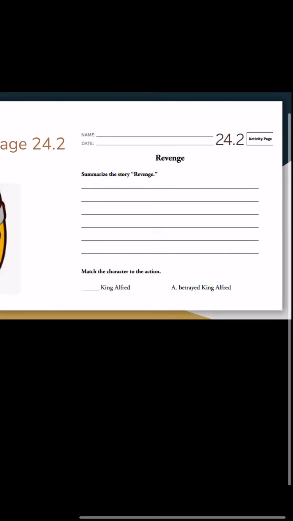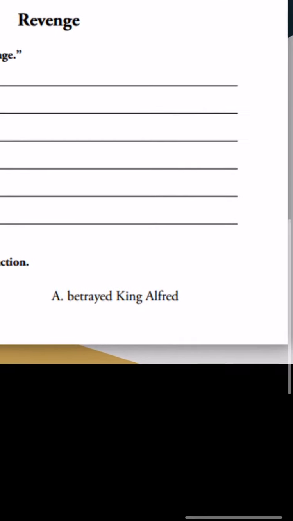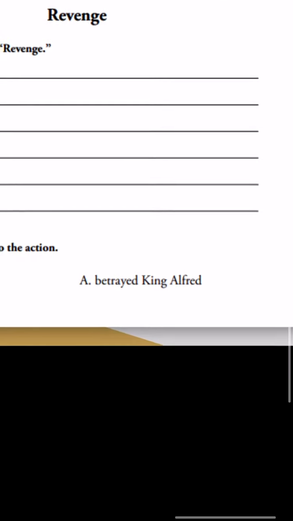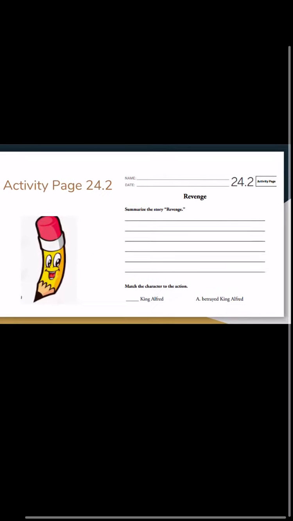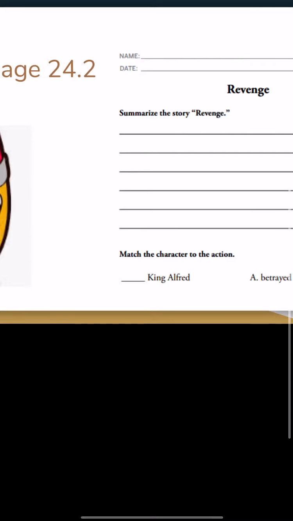In the second part, you are going to match the character to the action. So, for example, looking at this one over here on the right, betrayed King Alfred. Who betrayed King Alfred? Whoever it was, you're going to write the letter on the line next to their name.